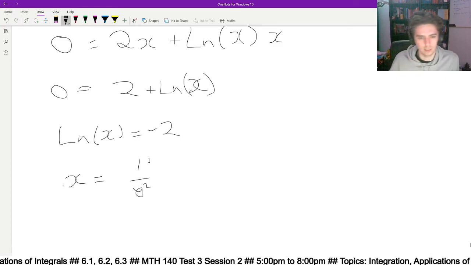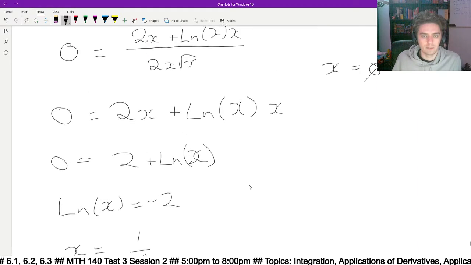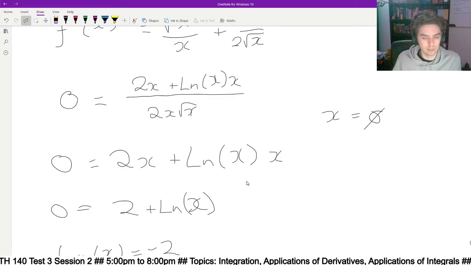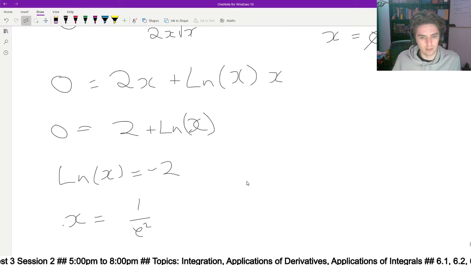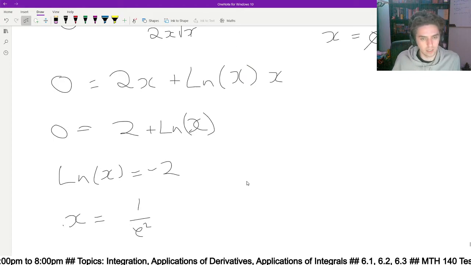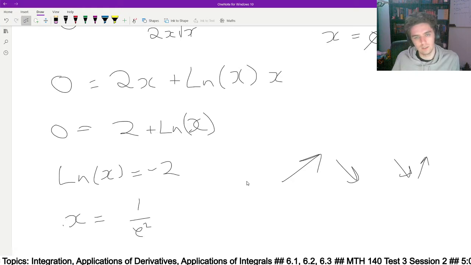Okay, just got confused there for a second, but there you go. So there's our other solution, 1 over e squared. These are the critical points, one of the only two places where it can switch from increasing to decreasing or decreasing to increasing.